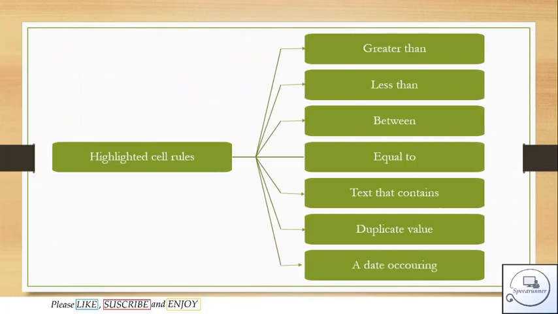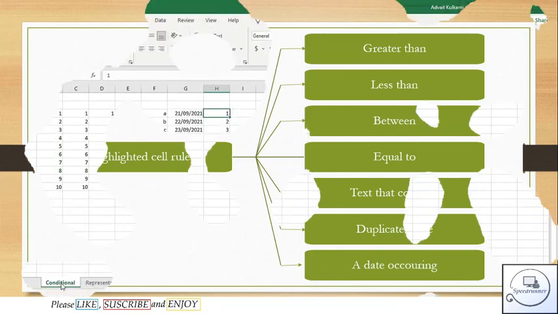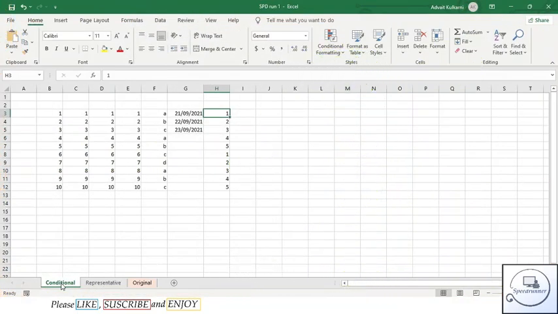Highlight cell rules. Under the highlight cell rules, we have greater than, less than, between, equal to, text that contains, duplicate values, and dates occurring. Let us see all of these in Excel. Here we have 7 different rows containing cells with a list.